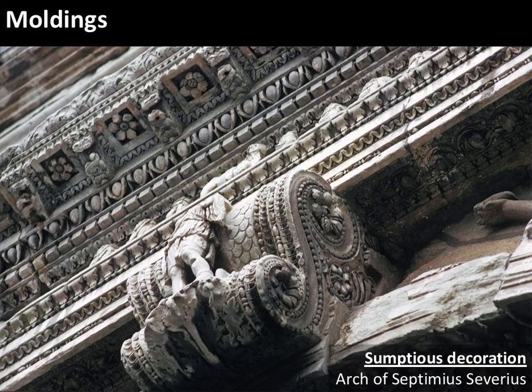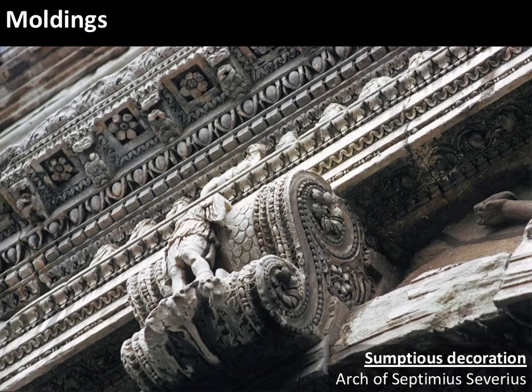So I want to go back and look at that arch of Septimius Severus that we were looking at before when we were talking about a barrel vault. And here we see all the moldings. And there's our old friend, an egg and dart. And underneath it, there's those square blocks. We've seen those before in ancient Greece. Those are called dentils, like your teeth.